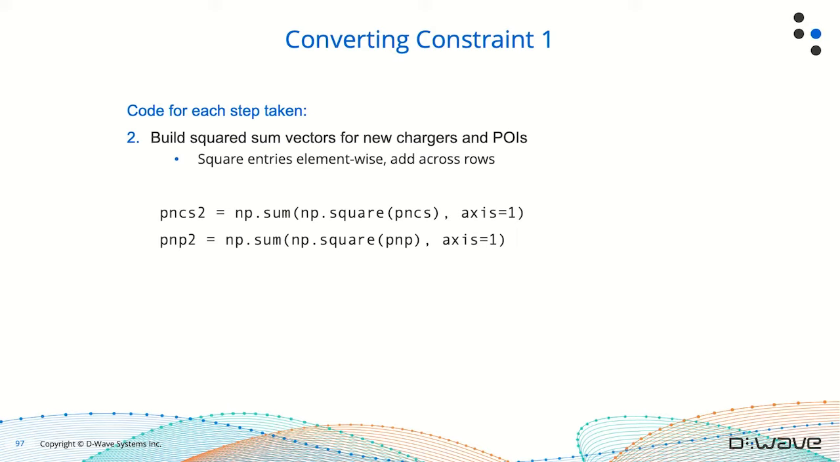Next, we built those squared sum vectors. So we squared entries element-wise and added across the rows. So what you see here is for my potential new charging stations squared, I'm going to, inside parentheses, first square everything element-wise. And then I'm going to sum across the rows. That's what this axis equals 1 is saying. It's saying sum across the rows. And I'm going to do the same thing for this points of interest squared. I'm going to square everything element-wise and then sum up across the rows. Again, you'll notice that there's no for loops here. So we're using NumPy for all of these operations. So that's how we know we're going to get those speed savings.